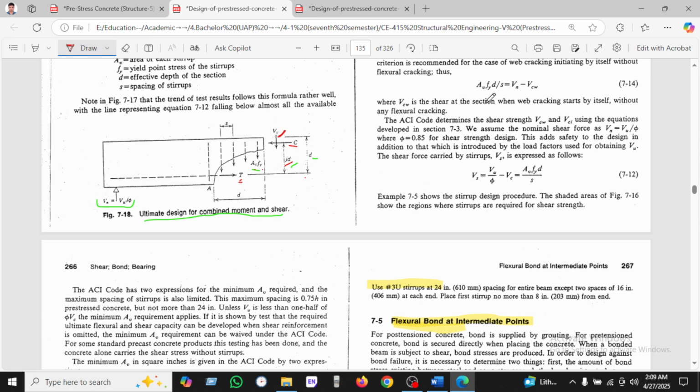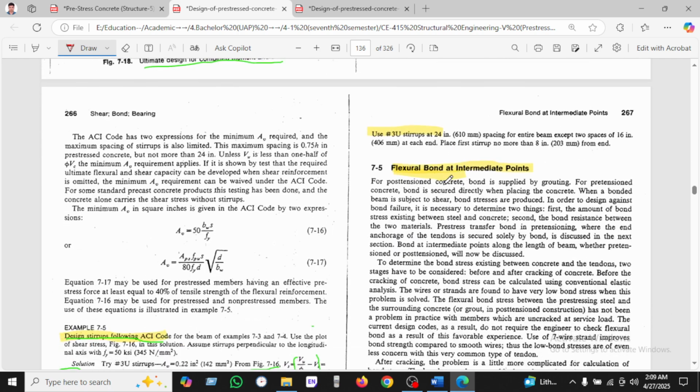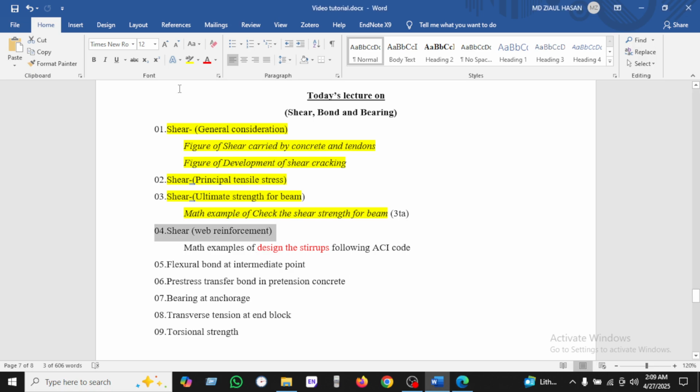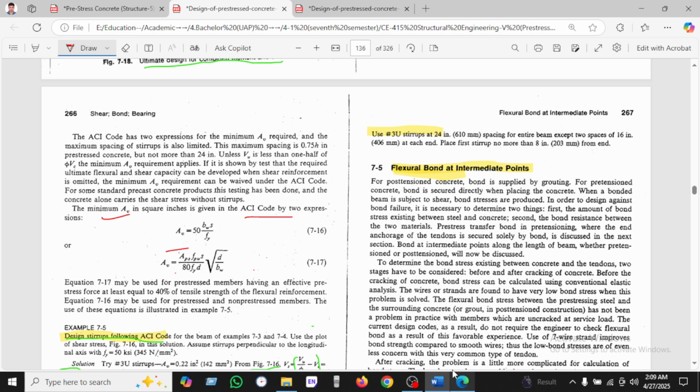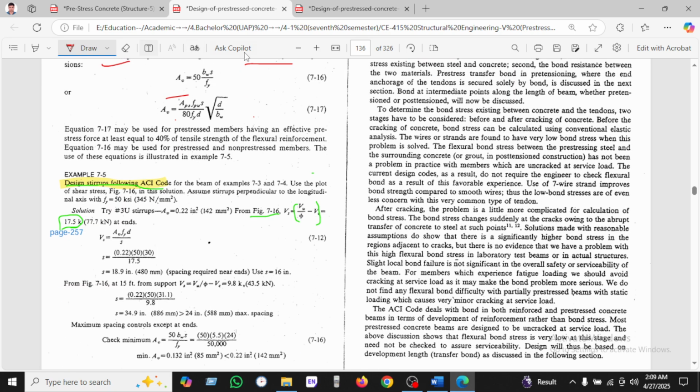Okay, so we can see here some formulas of the ACI code method, and we've been using this formula, this formula and this formula, and this formula for the ACI code expresses the minimum Av. Okay, so that is the end. Now we can see another, which is the math example of designing the stirrup following the ACI code. Okay, let's see this example.